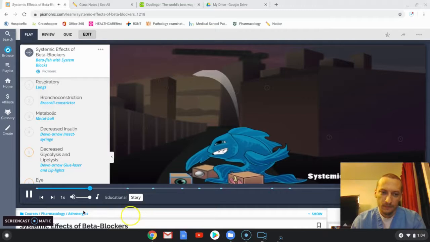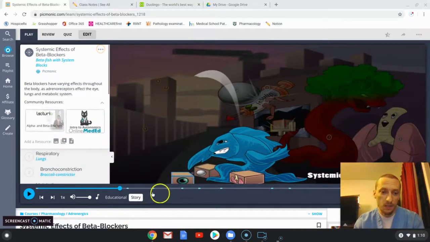Beta fish! So that was just a snippet of the educational mode. And then they also have a story mode, the second part. I don't always listen to the story mode, but I always listen to the educational mode because it's going to tell you the facts. The story mode is just used to help you tie everything together, with a funny story to make you remember things, such as the beta fish, or the lungs over here and the different characters.